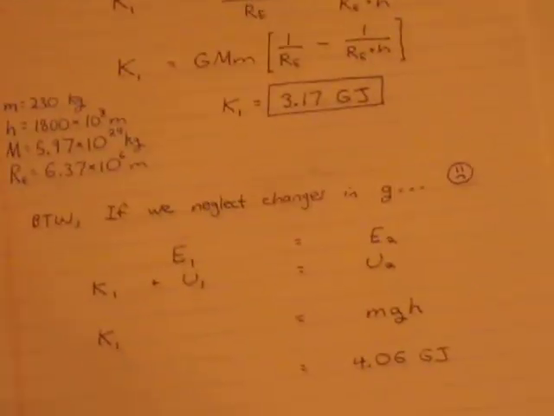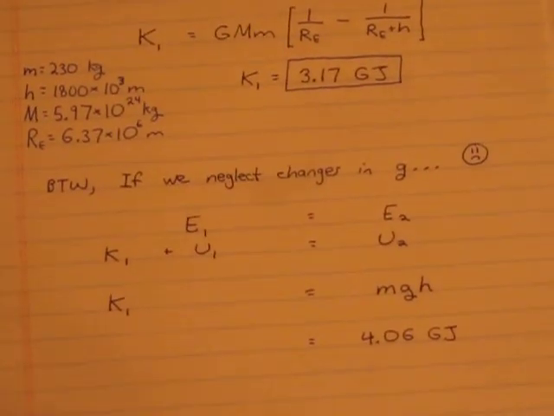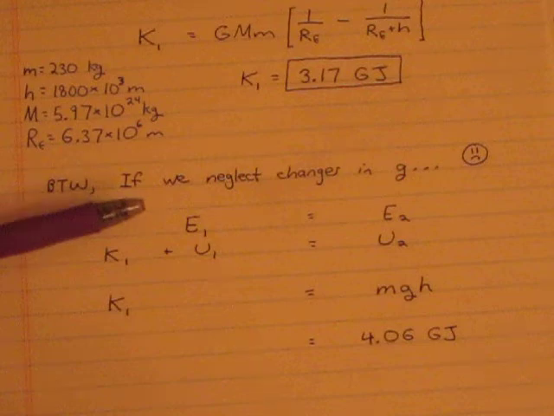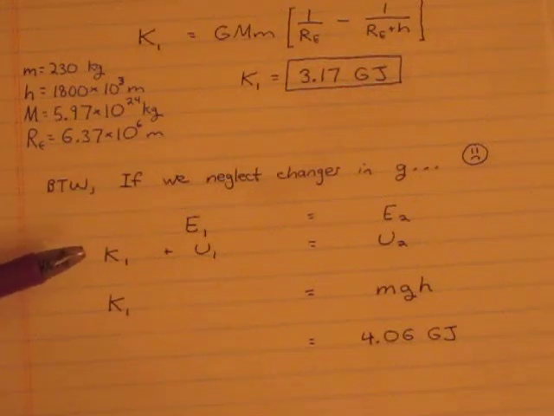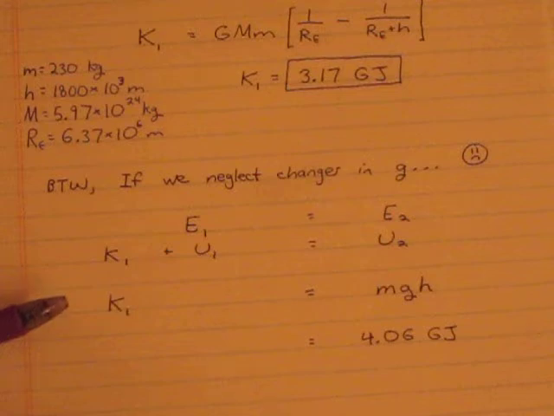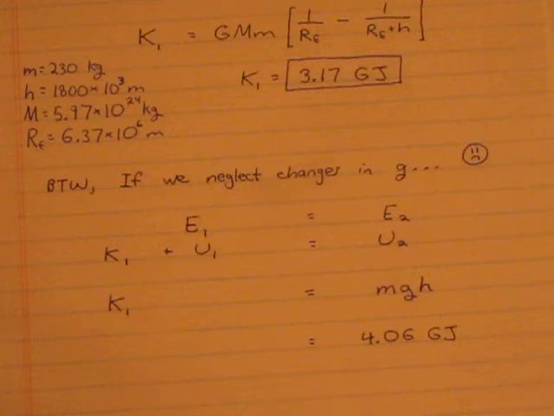By the way, if we neglect changes in little g, and the frowny face there says this is not a good way to go about doing physics, but if we neglect the changes in g, we set up energy 1 equals energy 2, kinetic plus potential equals potential. This is the way we might have done such a problem before we learned about gravitational potential energy. We would say kinetic energy plus potential of 0 equals simply mgh. And that would have given us 4.06 gigajoules.